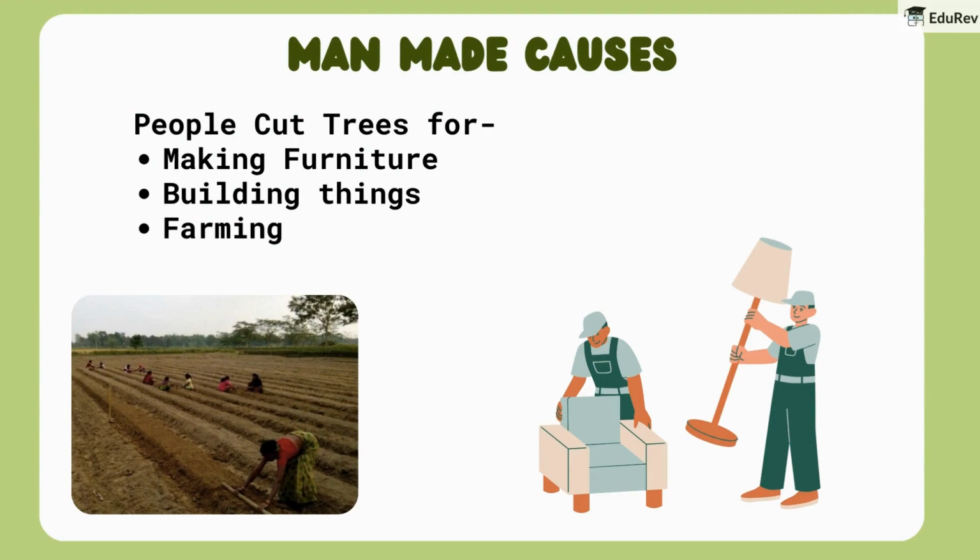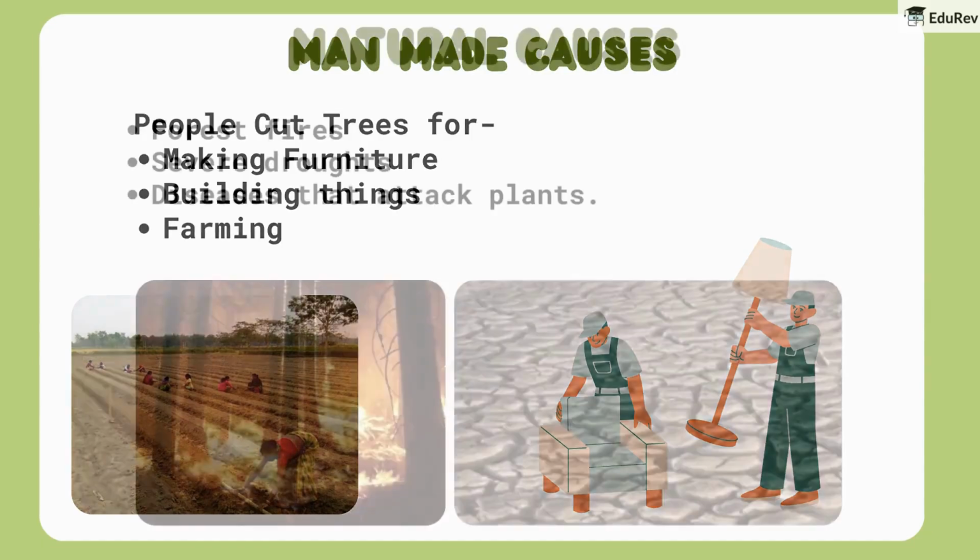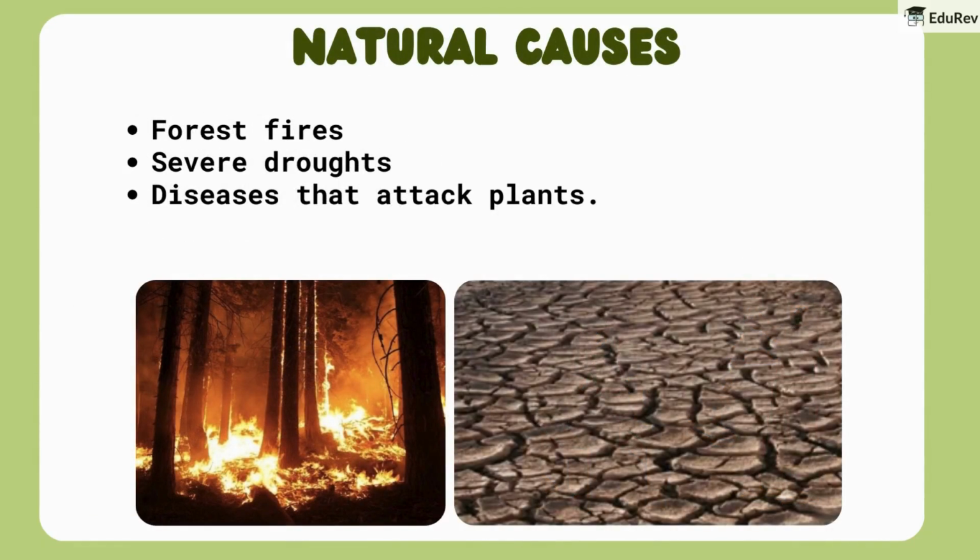Firstly, man-made causes. People cut down trees for many reasons, like making furniture, building things, or even for farming. This is one of the reasons forests are disappearing. Next up, we have natural causes. Sometimes, forests can be damaged by natural events like big fires, droughts, or even diseases that attack plants. These are things we can't always control.